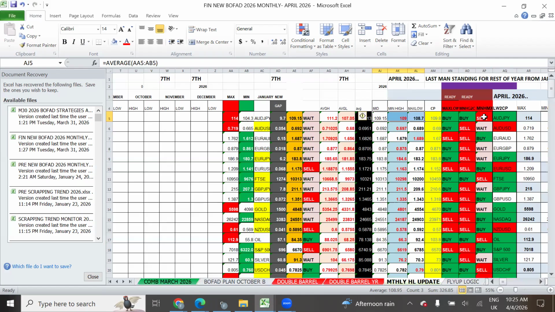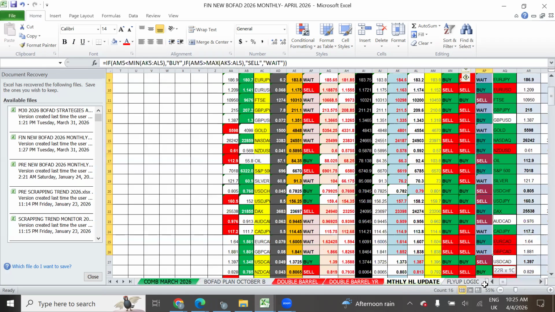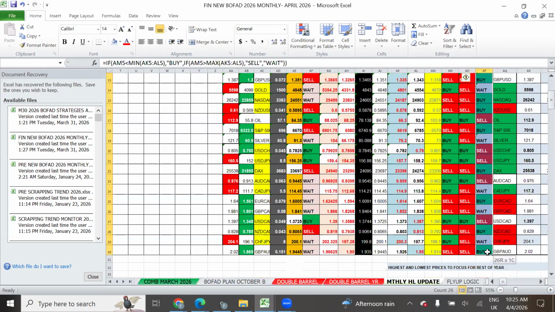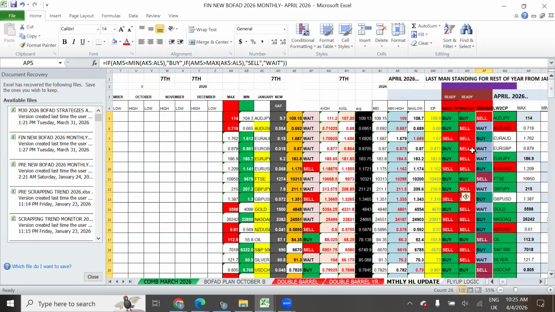And then if the market wants to reverse direction for the long term, we are looking at a sell decision for the long term. So any decision you see here currently is for the long term, especially after the month of May.